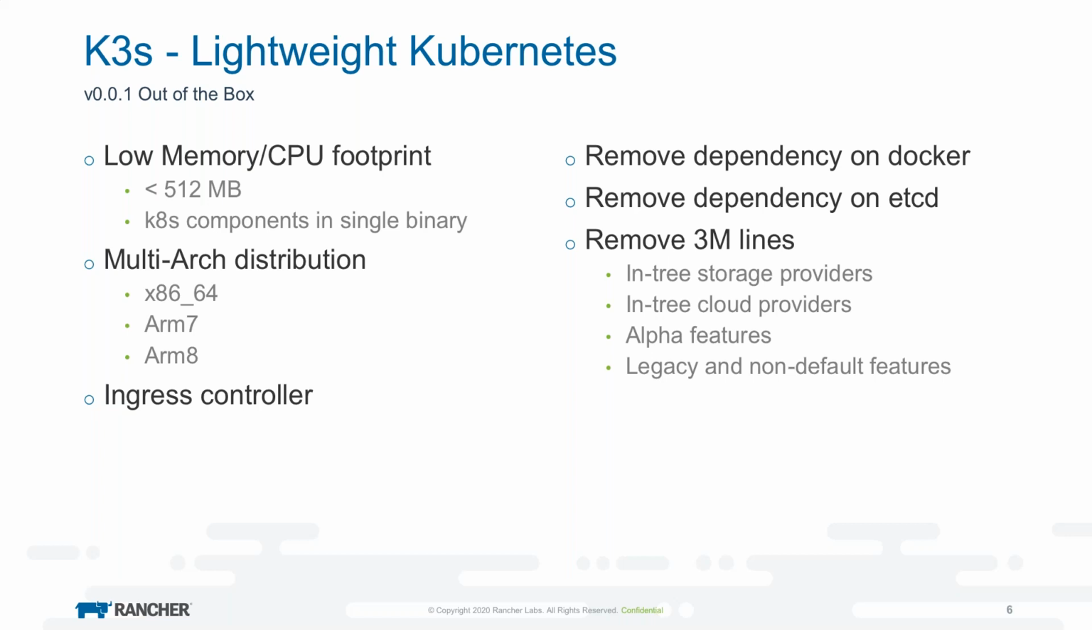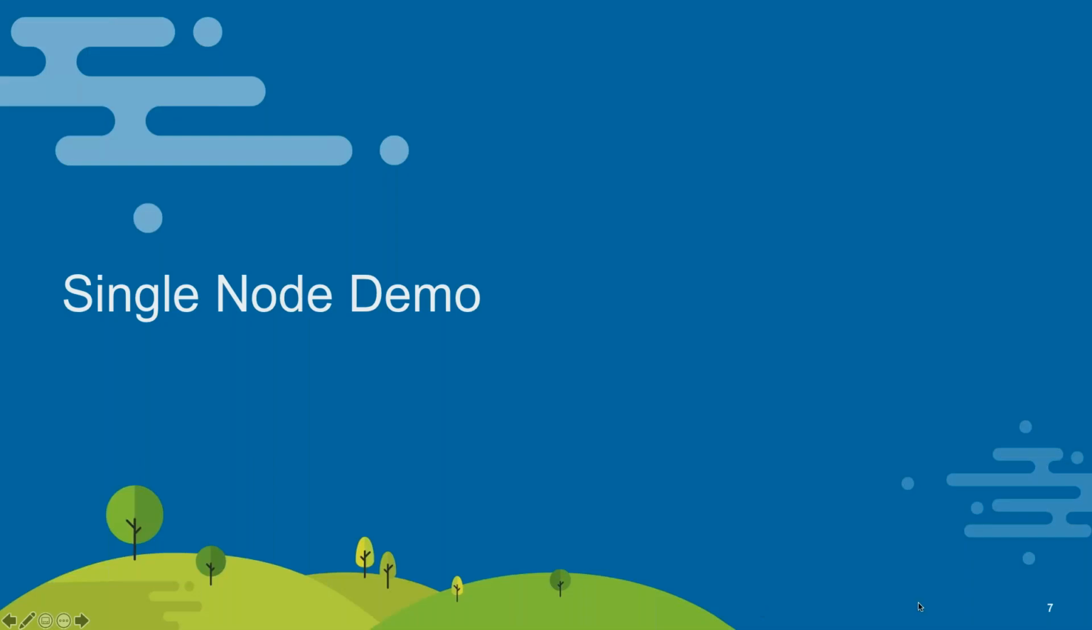Part of how we got here is we were working on another project, and in that project, the developer was kind of frustrated with the complexity of Kubernetes and really just wanted the Kubernetes fundamentals, right? He didn't need cloud providers. He didn't need storage providers out of the box. Those things are in the source tree, but initially we stripped those out. So I'm going to show you now what this looks like when we run it just as a single node.